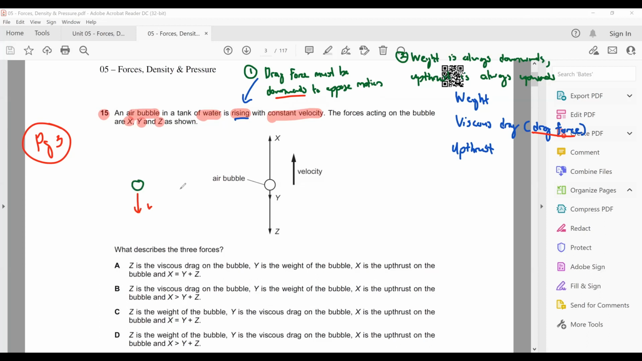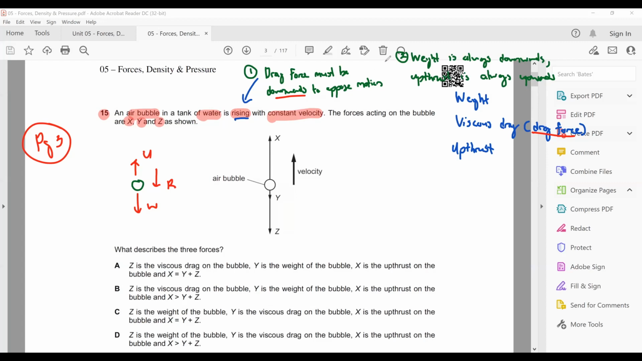Weight is downwards. Your viscous drag must be downwards. And then you have upthrust upwards. This is the direction of the forces right now. Now, there's another thing here that will tell you something else.